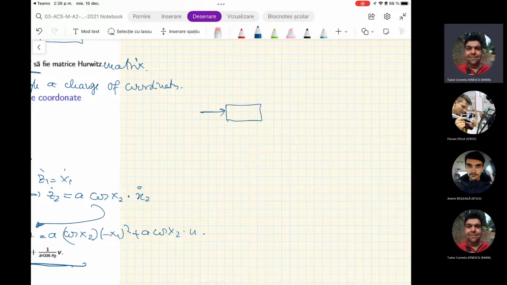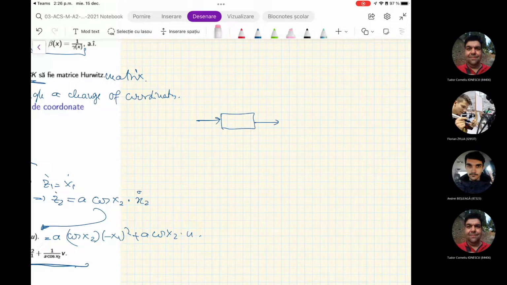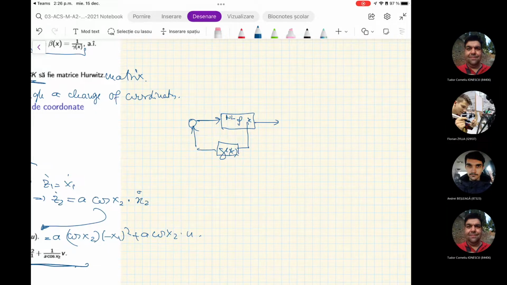If you have your nonlinear system, let's call it S, nonlinear, what you want to do is build a feedback, gamma of X. This has the state X, and you want to feed it back to the input of the system.